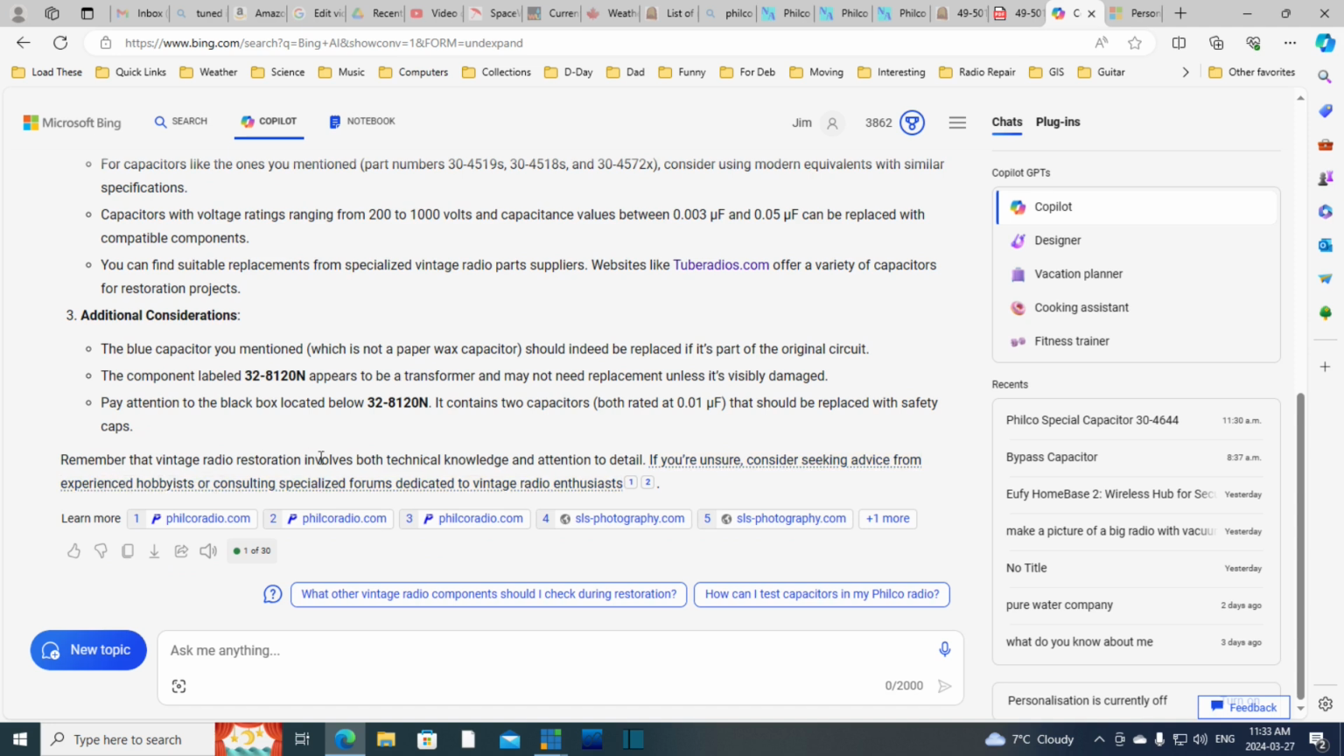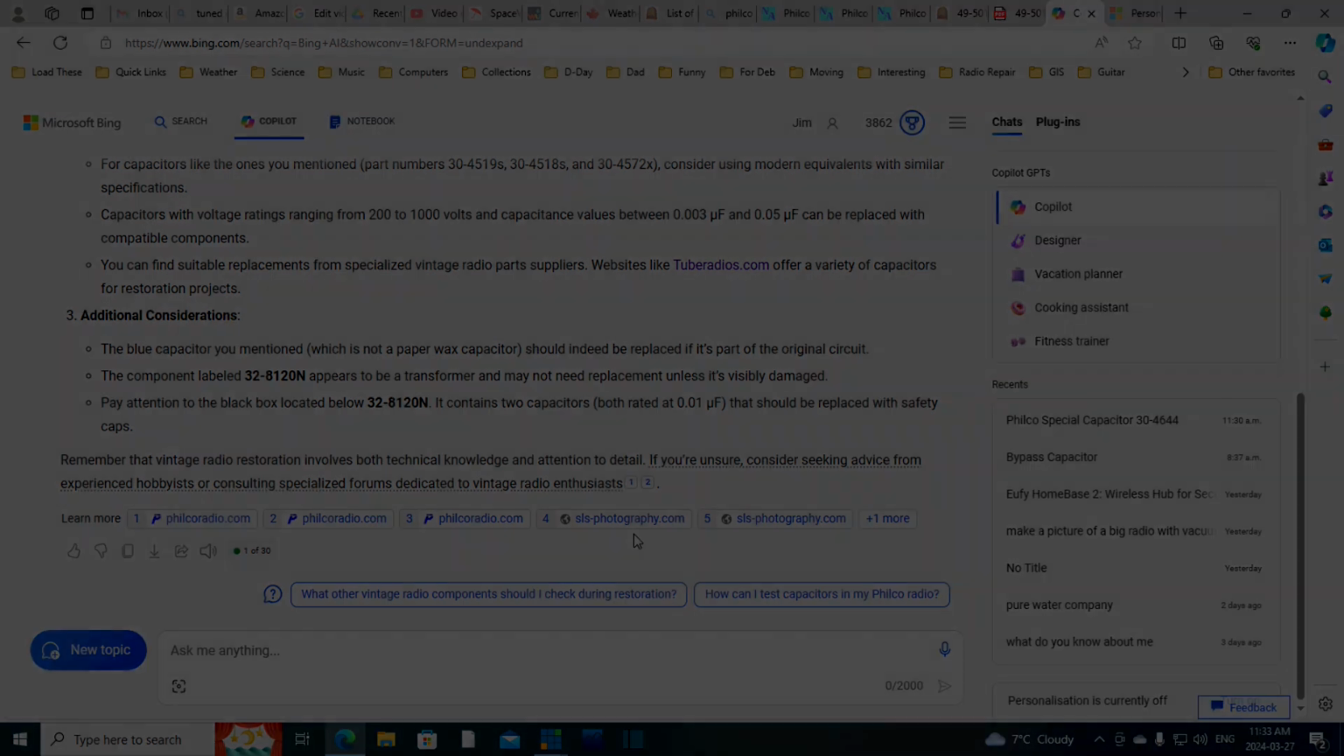Remember that vintage radio restoration involves both technical knowledge and attention to detail. If you're unsure, consider seeking advice from an experienced hobbyist or consulting specialized forums dedicated to vintage radio enthusiasts. Well, that's probably the best piece of advice in there: ask the guys on the vintage radio discussion forums, since this must have been discussed. Okay, I'm going to look for that now.